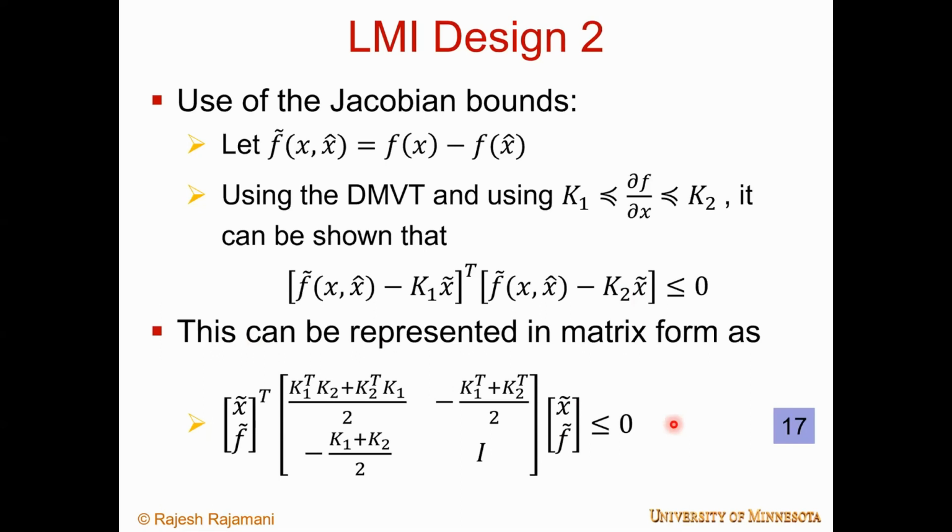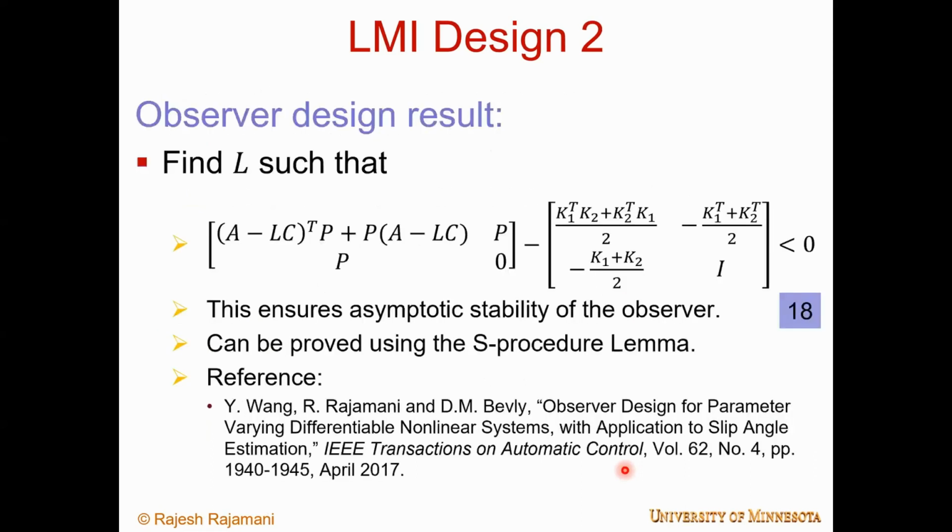So what we've done is we have found a way to represent bounds on the Jacobian of F. We found an inequality to represent the constraint due to the Jacobian bounds. And by using this constraint on F, we can come up with an LMI result for observer design for making the observer asymptotically stable, and this is the result. This is the observer design LMI.